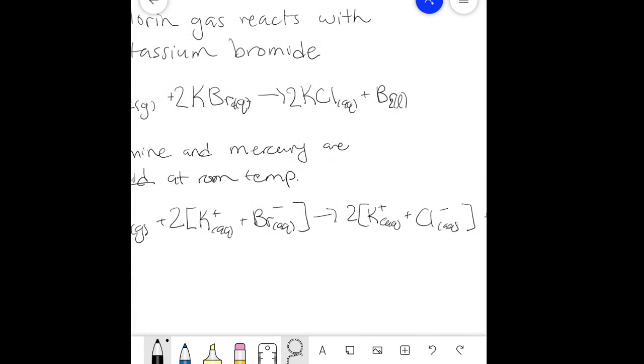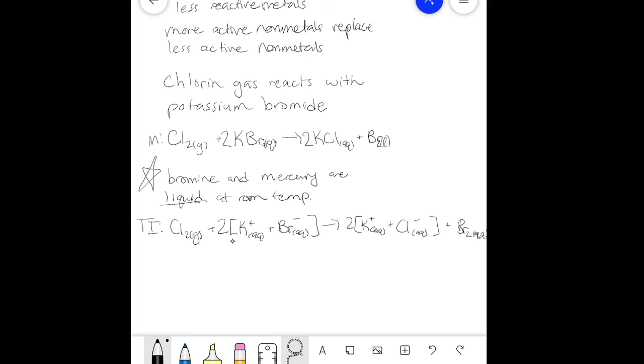And then, of course, you get rid of the spectator ions, which in this case, the only one is potassium, because it's the same on both sides. So basically what happened in this reaction is we had chlorine gas and bromine ions, and they switched. This looks surprisingly similar to a redox equation, which I will talk about in a different video because that is a whole other can of worms.